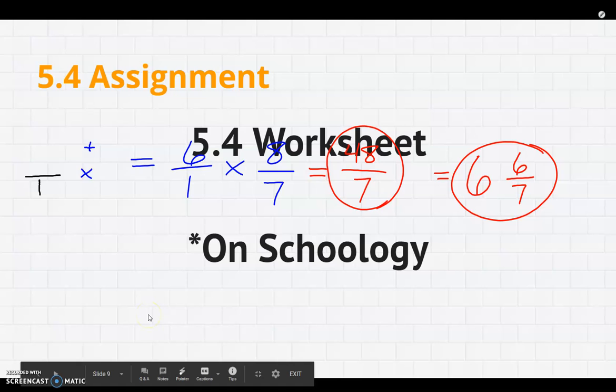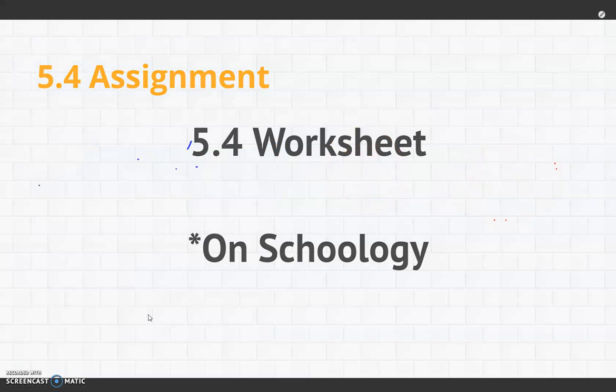Okay, your worksheet for 5.4 will be homework for this lesson.